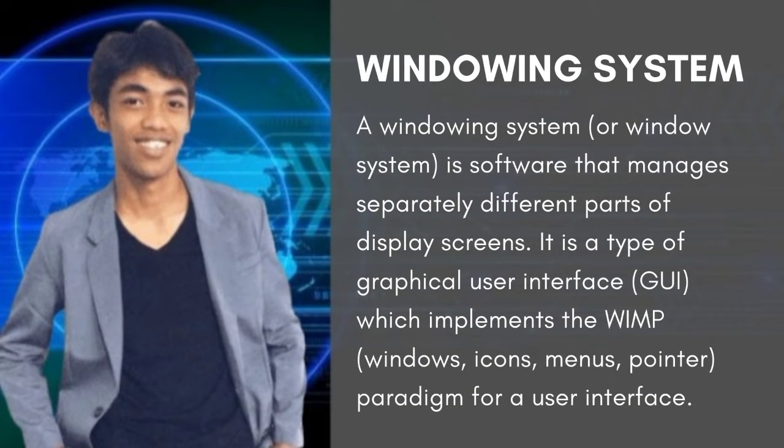And last is the window system, or the Windows system. It is the software that manages separately different parts of the display screen. It is a type of graphical user interface, or GUI, which implements the WIMP, or windows, icons, menus, and pointer paradigm for a user interface.